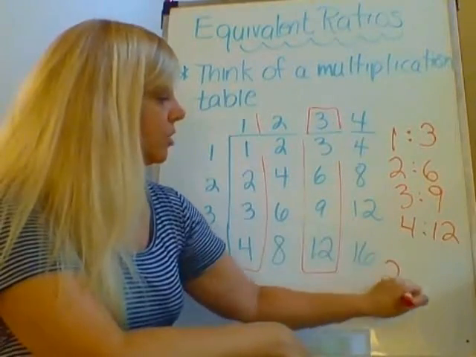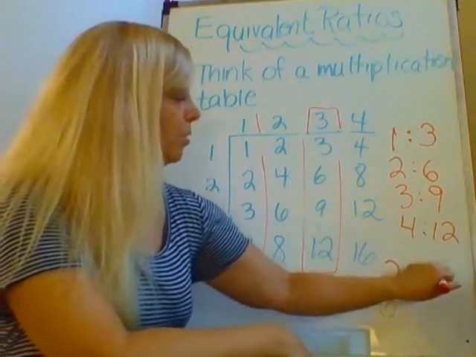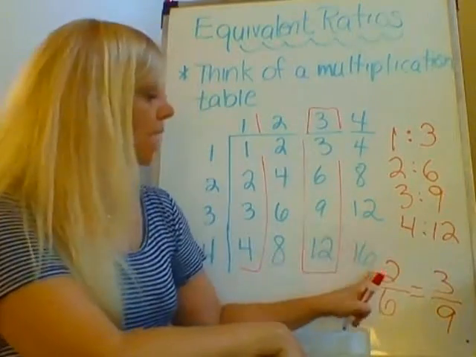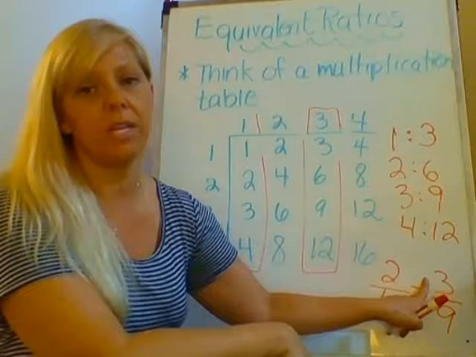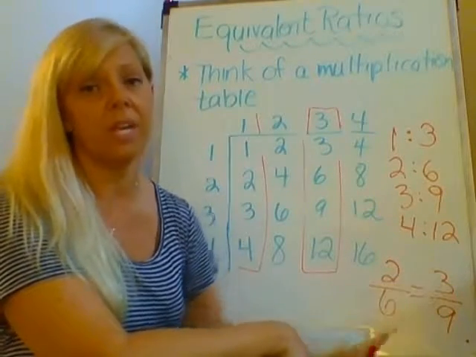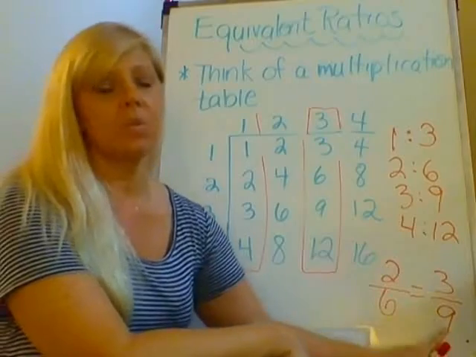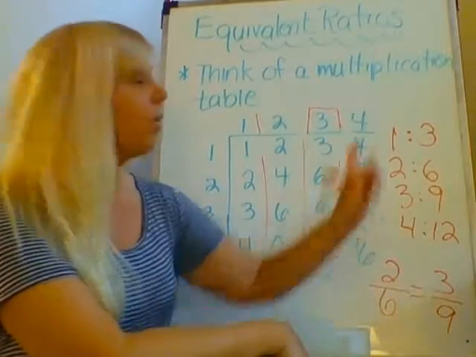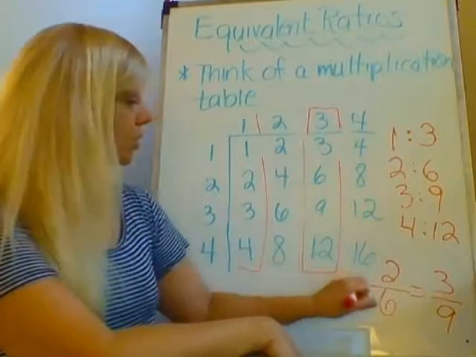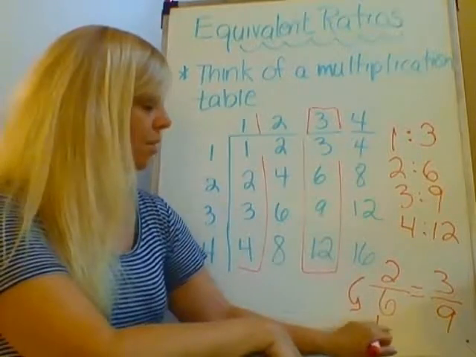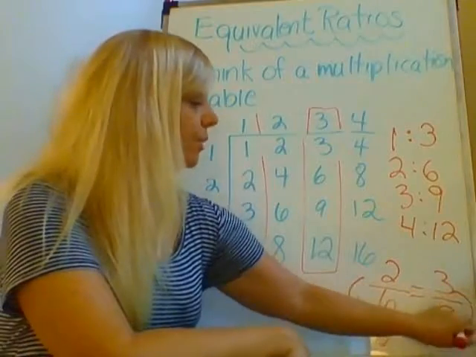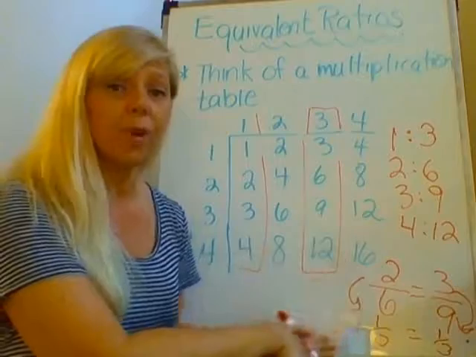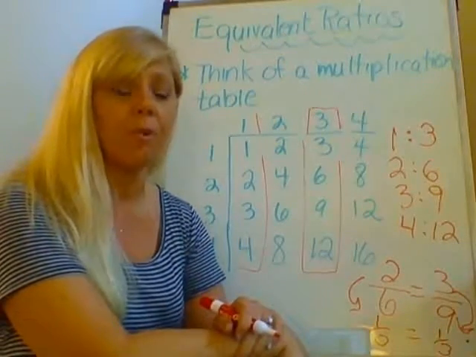I can say 2 to 6 is equivalent to 3 to 9. Now, some of us looking at this think, well, I don't know what 2 times what is to make 3, and what 6 times what is to make 9. But both of these ratios in simplest form is 1 to 3. So 2 to 6 is 1 over 3, and 3 to 9 is also 1 to 3. And those are equivalent fractions because they are the same form.